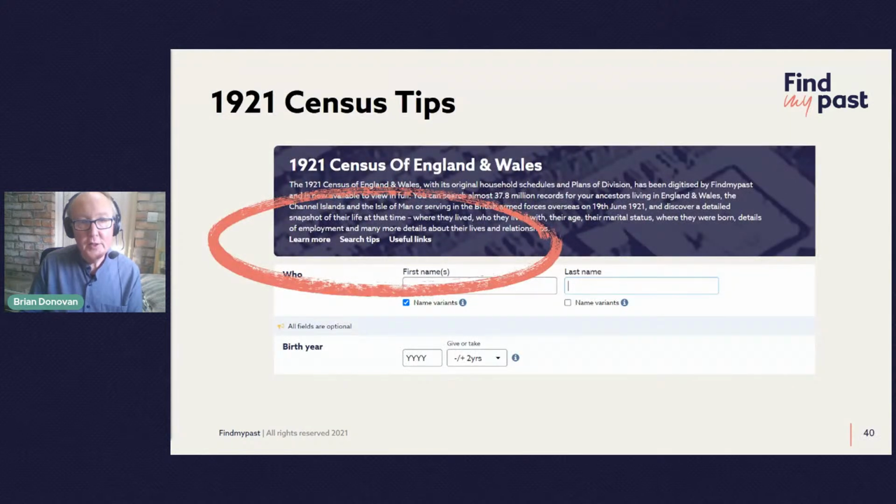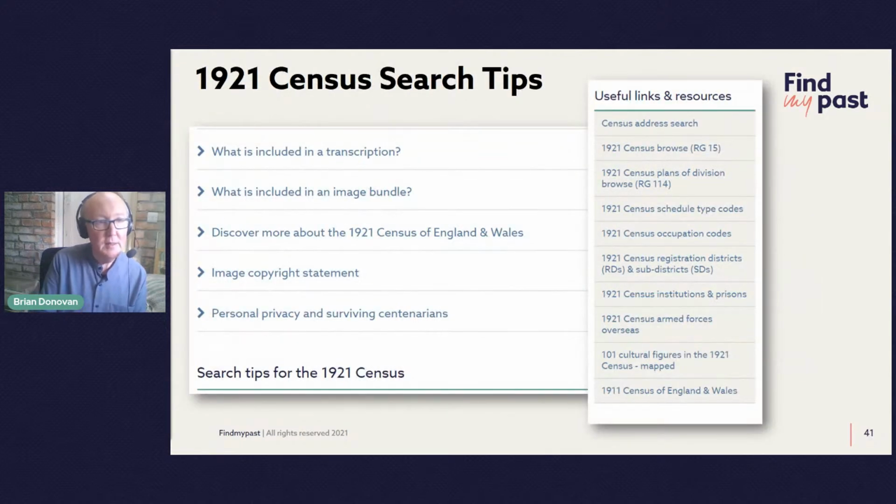Also, can I draw your attention as well, on the search screen, there are a bunch of links here to learning more, search tips and useful links. Go and have a look at these. These have got a lot of information about some of the issues that I've been discussing here today. For example, the search tips will give you links through to information about the various different codes, occupation codes, and other codes that are used throughout the census. That can help you identify precisely what is being said, because the codes are often easier to read than the handwriting sometimes.